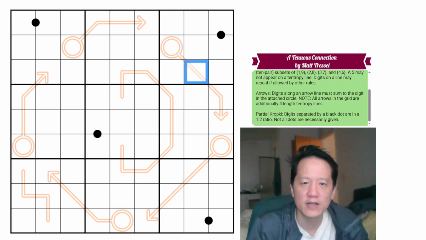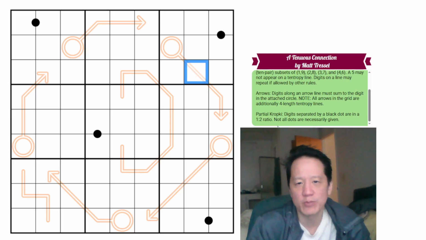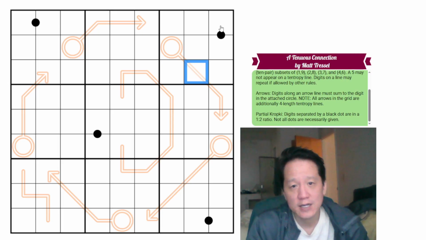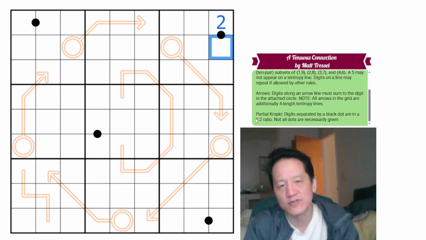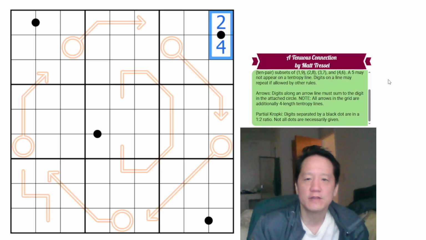And then we finally have the last rule, which is partial Kropke. I'm not sure why it's called partial Kropke. Digits separated by a black dot are in a 1-to-2 ratio, and not all dots are necessarily given. This is normally just given as the black Kropke dot rule. But anyways, as an example, if this was 2, this would have to be 1 or 4 to maintain the 1-to-2 ratio between them. And those are all the rules.